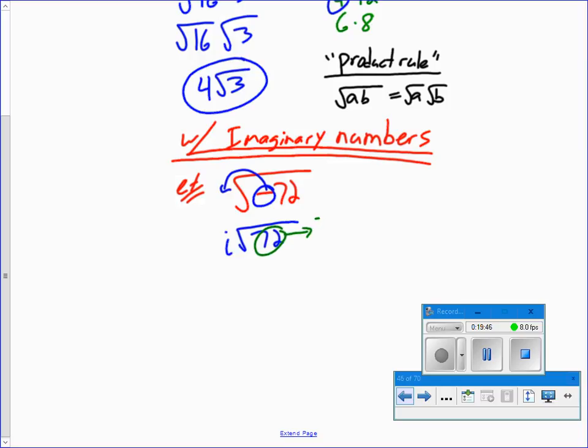So 72, the biggest perfect square factor of 72 would be 36. 36 times 2 is 72. So from here I can rewrite it the same way I did on the last problem. The only difference, I'll have that i out front. So it'll be i square root 36 times 2. I'll split that square root. And the last step will be I'll take the square root of 36, which is 6, and just our convention, we usually write the number first and then the i. So 6i instead of i times 6, and the square root of 2 is still there.